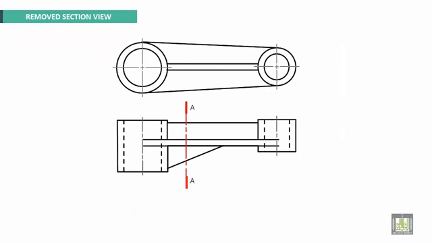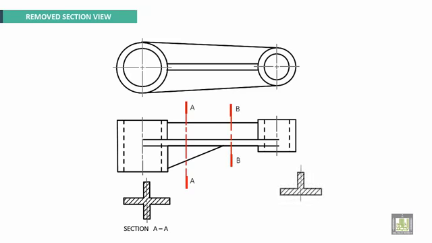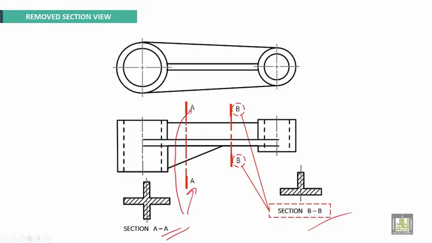Another example for removed section. For this one, this is the first section, remove it. Next one, another section. It will be removed too. And properly labeled. This is BB section, and this one is AA section.